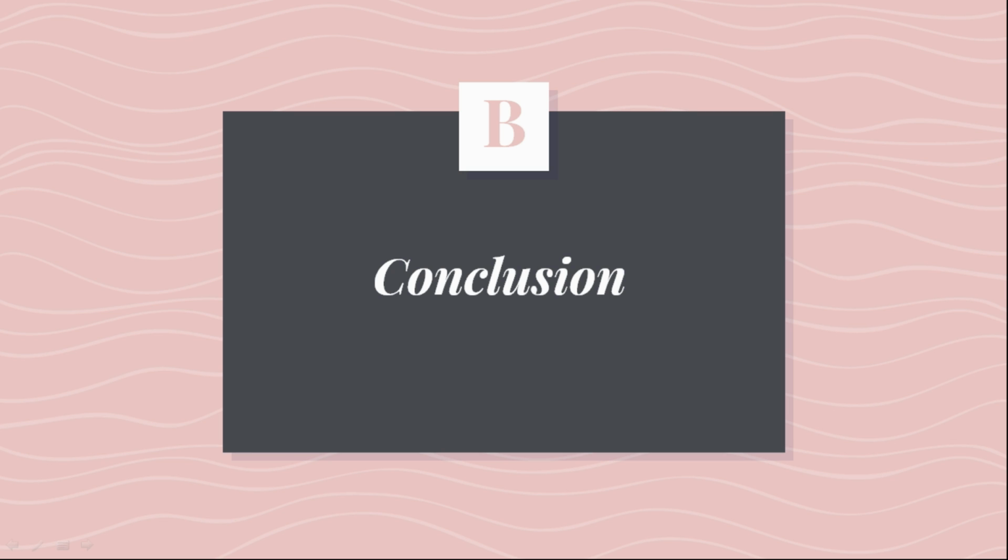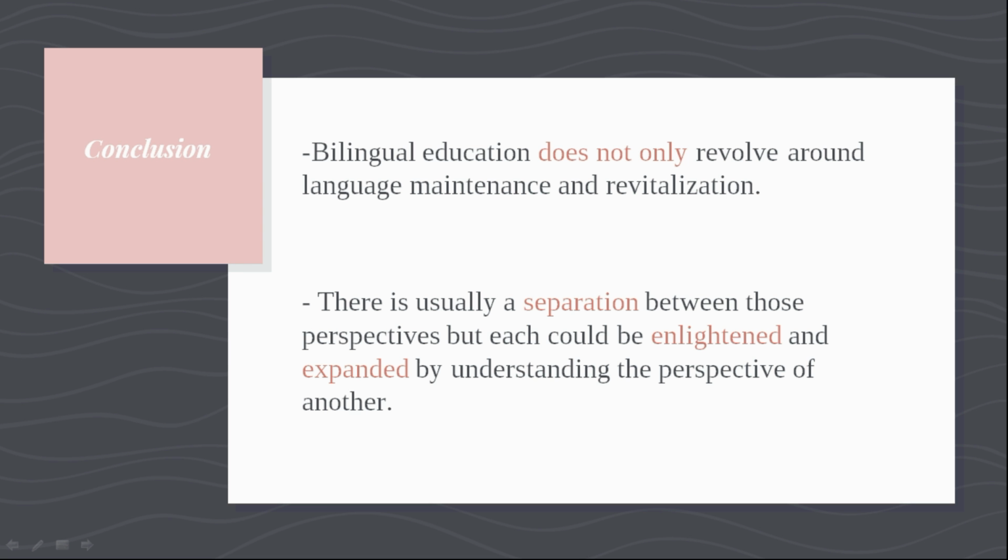Conclusion. Bilingual education does not only revolve around language maintenance and revitalization, but it is also affected by other educational, economic, cultural, and political factors. So this chapter suggested that there is usually a separation between those perspectives, but each could be enlightened and expanded by understanding the perspective of another.